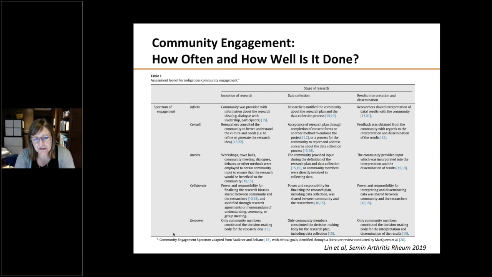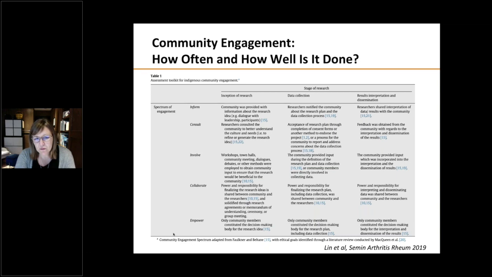And of course, what we want to do is aim for the more distal end of the spectrum, where the community decides what the research is, how it's going to be done, and are entirely responsible for it, and don't really need to rely on external members unless there's an advantage for the community to do so.